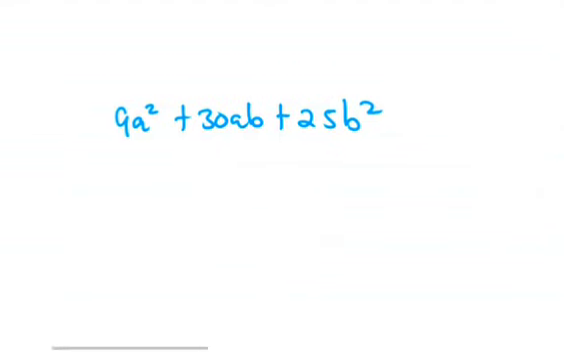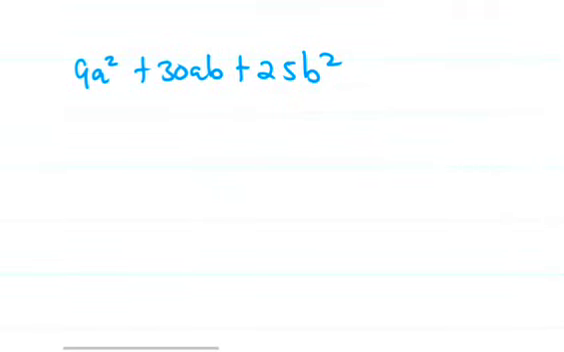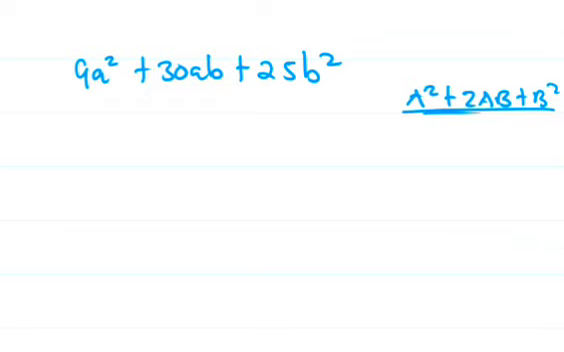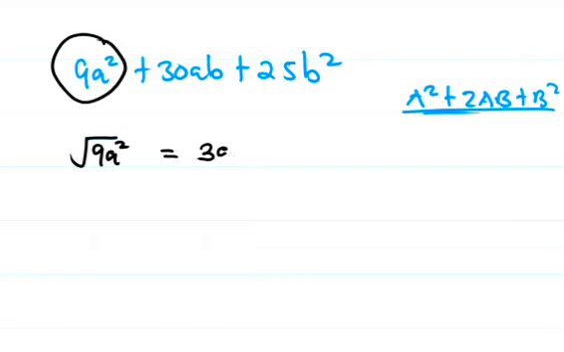Yes, it's true. It's a perfect square expression. For getting a formula, it's a square plus 2ab plus b square. Let's use this formula and see. We take the square root of that one. So it's the square root of 9a square, which is equal to 3a.